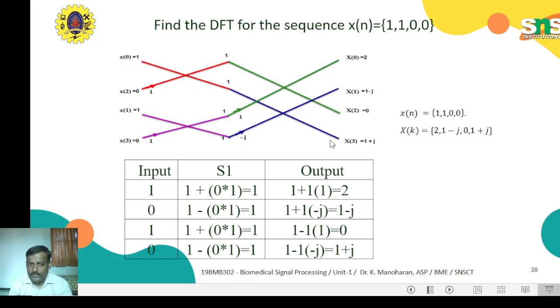Look at this for down leaf. So here we have the 1, and here we have this minus j. So 1 minus of 1 into minus j. So if you multiply this minus 1 into minus j, that becomes plus j. So 1 plus j. So the given input is x of n equal to 1, 1, 0, 0. X of k equal to 2, 1 minus j, 0, 1 plus j. So this is the frequency domain converted output.